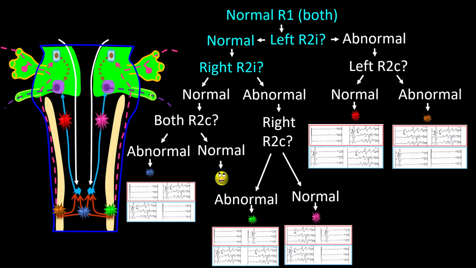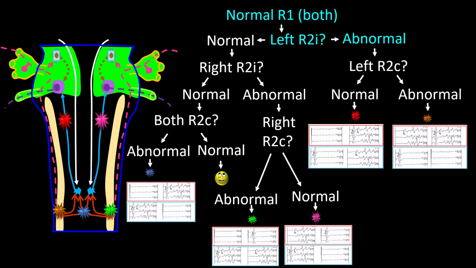If, on the other hand, R2 ipsilateral is abnormal, ask yourself if R2 contralateral in the same study is normal or abnormal. If abnormal, as you can see here, the lesion either involves the right spinal tract fibers or the neurons in the caudal spinal nucleus involved in the blink reflex. If, on the other hand, both R1 are normal, the left R2 ipsilateral is normal, right R2 ipsilateral is abnormal, but R2 contralateral in the same study is normal, as shown here. The lesion is in the right ascending tract going from the interneurons to the motor nucleus of the facial nerve.